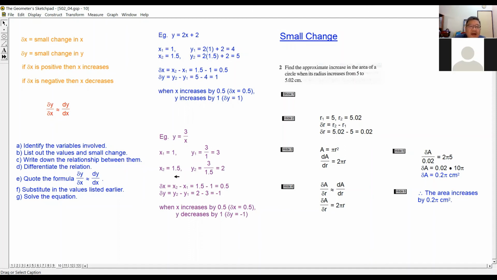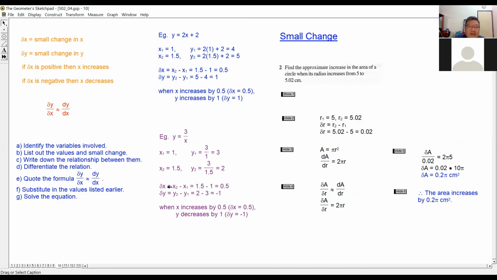Now, if I ask you, what is the small change in x? What is the delta x? How much has the x changed? So I use the final value of x minus the initial value of x. So delta x is x2 minus x1, which is 1.5 minus 1. That is 0.5. What is 0.5? 0.5 is the change in value of x, which is x2 minus x1. And it is an increase. The value of x increased by 0.5.